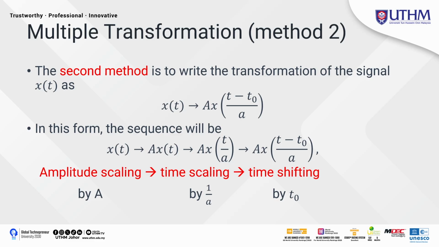Second method is you have to write the transformation of the signal into this form: A x((t minus t naught) over a). In this form, we follow the sequence of amplitude scaling, where the A here is the amplitude scaling, and then x(t over a) is the time scaling. It is a time scaling by 1 over a, and lastly is the time shifting, t minus t naught over a. So this t naught is a time shifting.